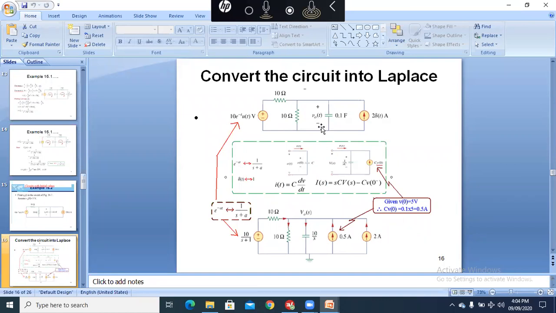So the capacitance value of 0.1 farad gives 1 by sC, or 10 by s. Also, this 10 and this 10 are the same here, and this is 10 e to the minus t u of t. In fact, e to the minus at is 1 over s plus a. So if the value of a is 1, it is 1 over s plus 1. When it is multiplied by 10, we have 10 divided by s plus 1.